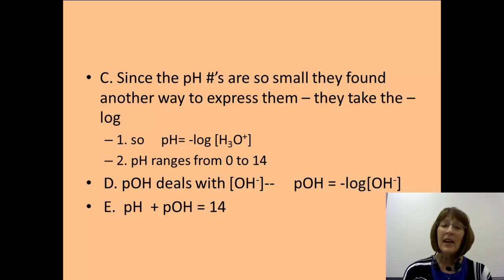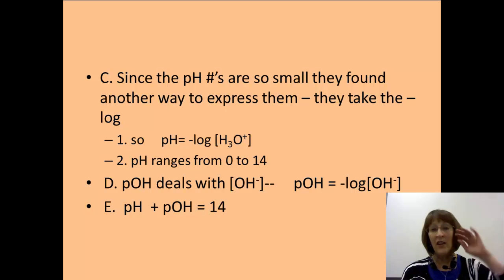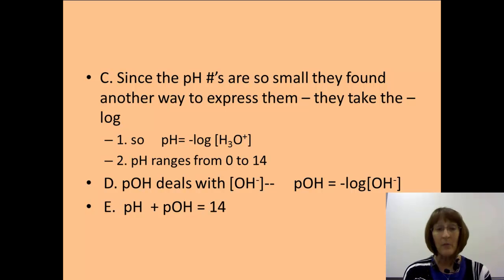Letter C, since the concentrations are so small, they found another way to express them. Instead of writing 1 times 10 to the negative 14 or 1 times 10 to the negative 12, they said, let's just make it easy, and it doesn't look easy. pH is the negative log of the hydrogen ion concentration. That's where they come up with a pH of 7.2 or 7.4, instead of saying 1 times 10 to the negative 7.4. So number 1, pH is the negative log of the hydronium concentration. And number 2, the pH ranges from 0 to 14, which you already know.